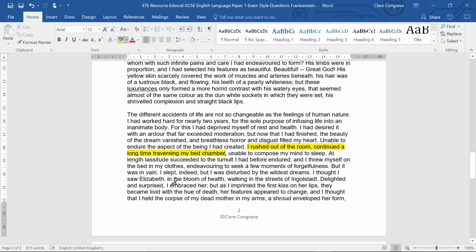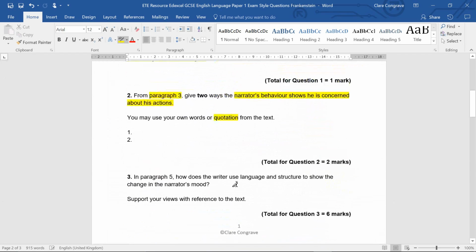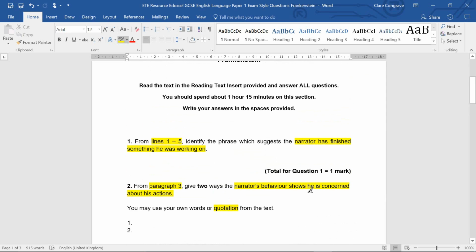And then we could possibly go for this one as well: "I slept indeed, but I was disturbed by the wildest dreams." So yeah, again, we've got a specific example of an action, a behaviour that he's doing that suggests that he feels uneasy. We can infer, we can work out from the text that he feels concerned about his actions. So if we copy those ones out accurately, use those quotations, bish bash bosh, another 2 marks. It's all going very well for you.